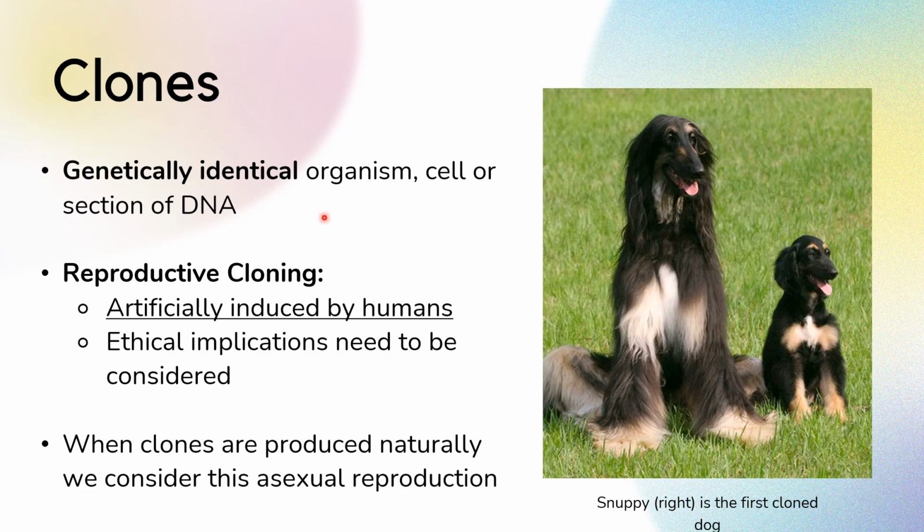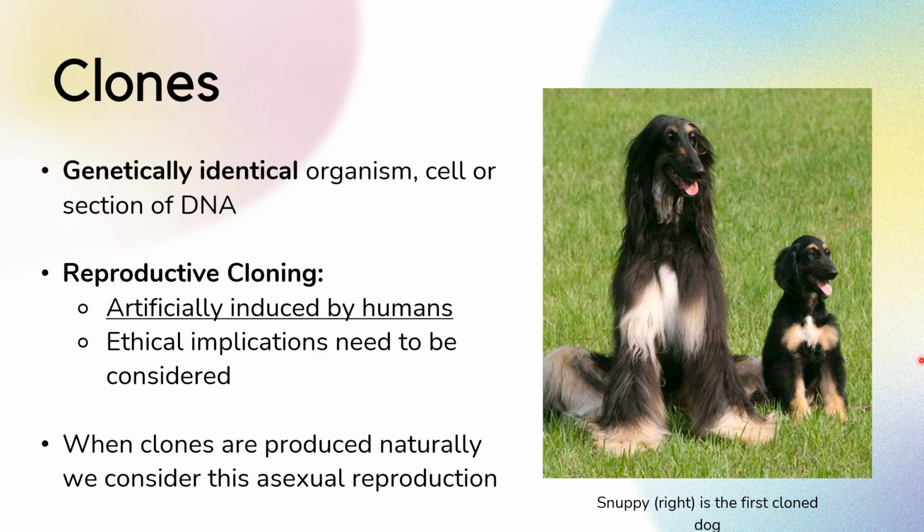So clones can exist naturally in our world. However, reproductive cloning, so that's cloning to produce offspring, or the process of cloning to produce offspring, is artificially induced by humans. And because of this, there are ethical implications we need to consider. When clones are produced naturally, we consider this asexual reproduction. So just keep that in mind. If a clone is produced naturally, it's asexual reproduction. If it involves human intervention, it is artificial and it's considered reproductive cloning.